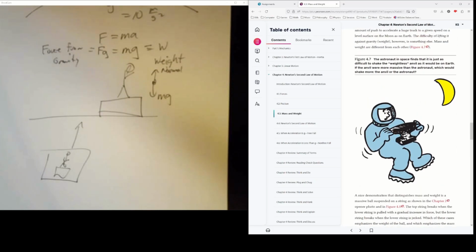I just noticed a person floating around with an anvil.